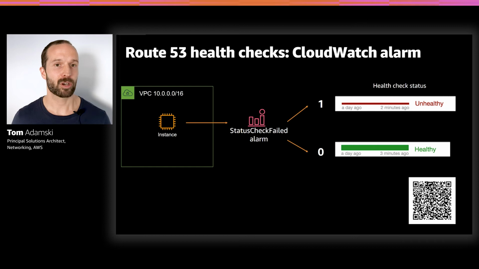And I've got another blog post here for you if you follow the QR code. That goes into the details of creating really custom ways to test even your internal resources and then push the information into CloudWatch alarms and then use that for Route 53 health checks.